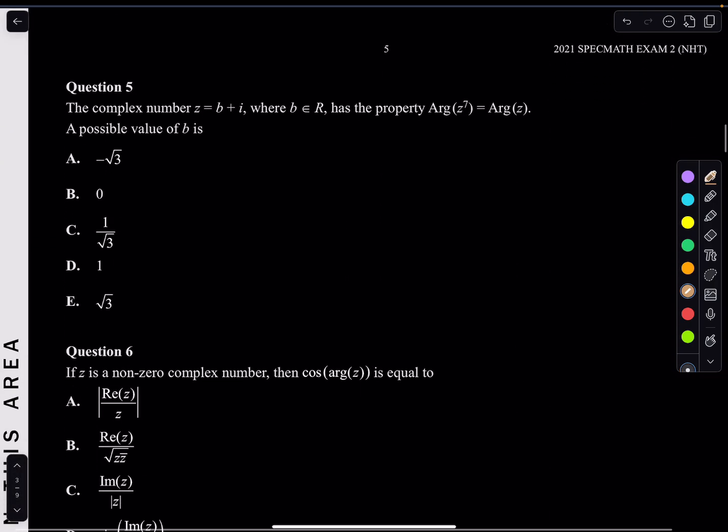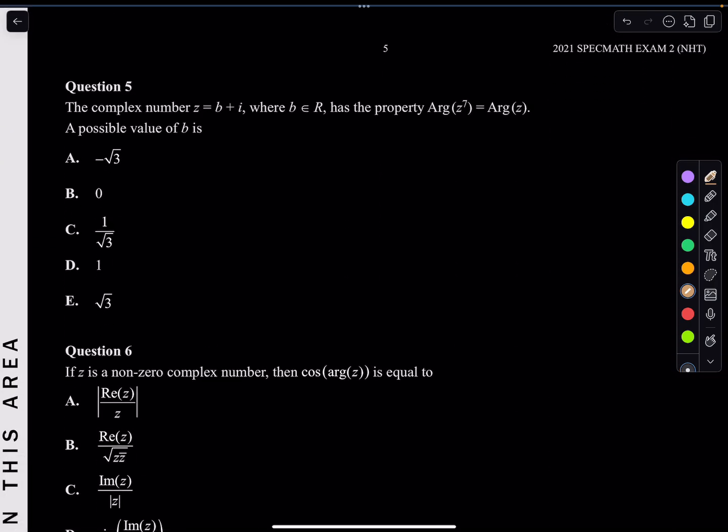Done. Next question. The complex number z equals b plus i, where b is a real number, has this property over here, where the argument of z to the power 7 is equal to the argument of z. A possible value of b is what? A really nice question using your CAS. We're just going to define z, sub in all those b values, and see which one's true. Let's do that right now.